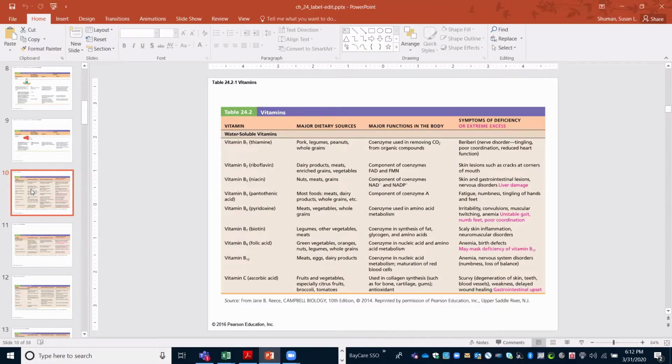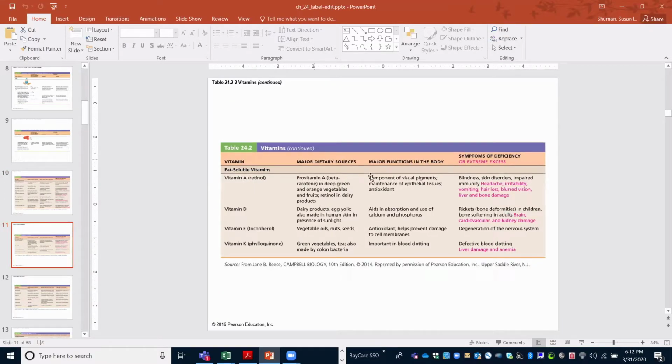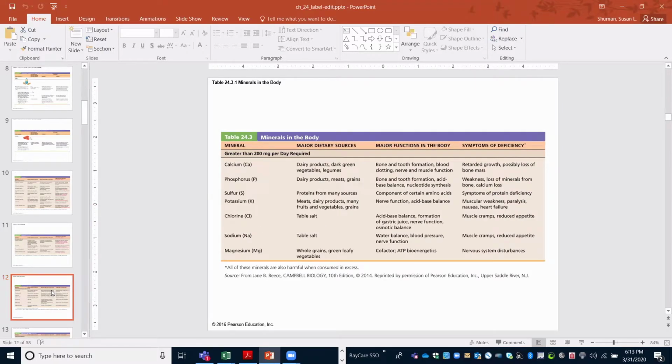So there are the vitamins. And take a look at what happens if you have hypervitaminosis. Let's see, where is my A? There it is. Look at that. Too much, headache, irritability, vomiting, hair loss, blurred vision, liver and bone damage. All because you had too many carrots. So be careful.